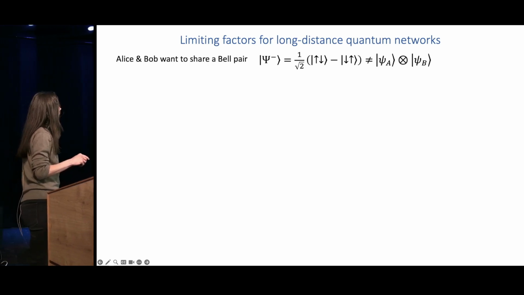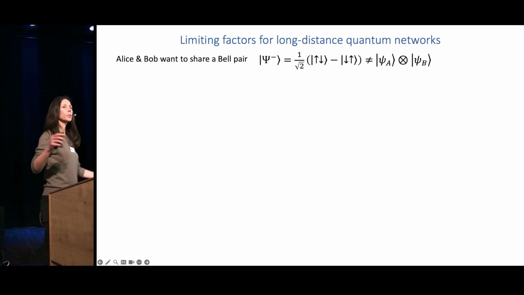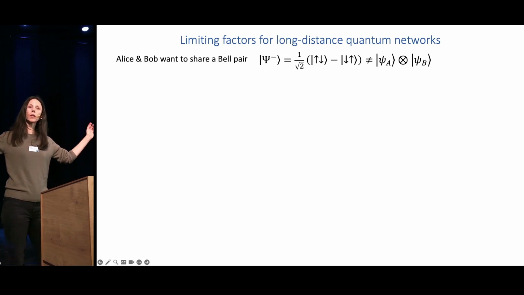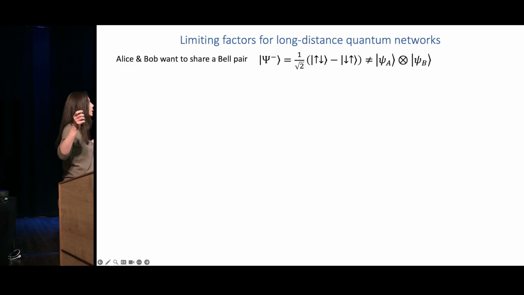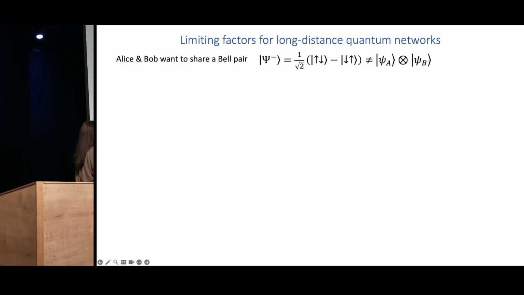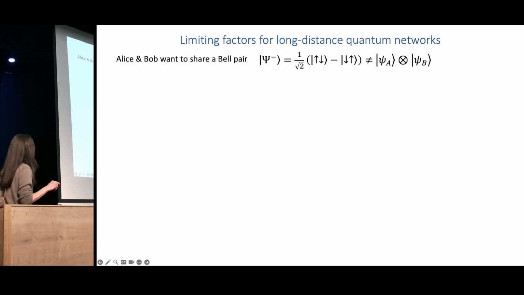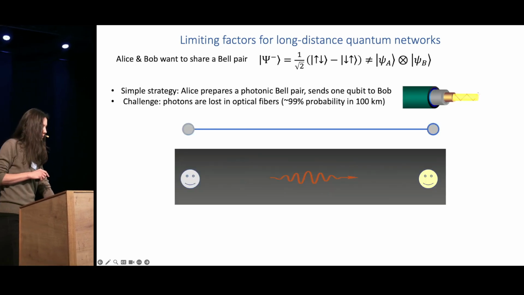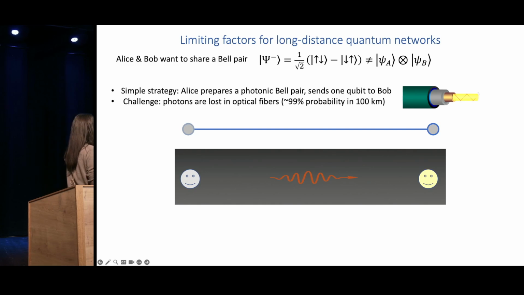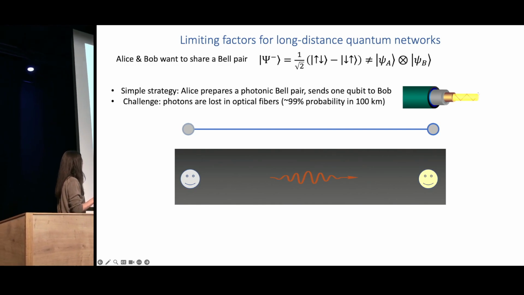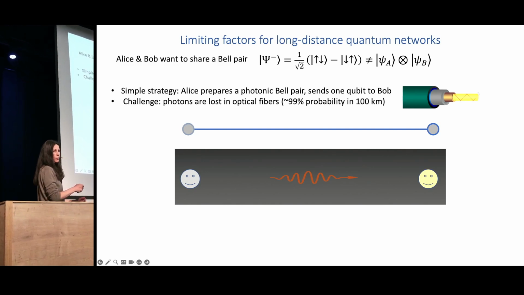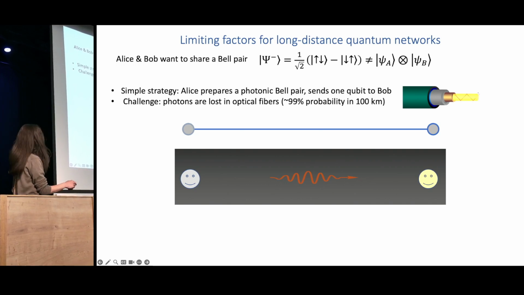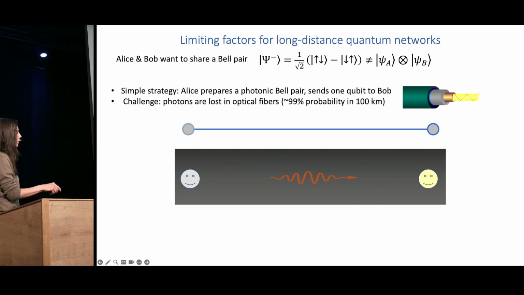application. So in quantum networks, the prototypical thing I want to do is I have Alice and Bob who are far away, and they want to share at least one entangled state, in reality more. So we talked a lot about Bell states. The simplest thing that they can do is Alice can prepare a Bell state of photons, or an atom and a photon, and then she can send Bob the other photon.